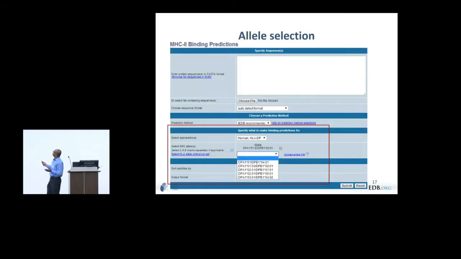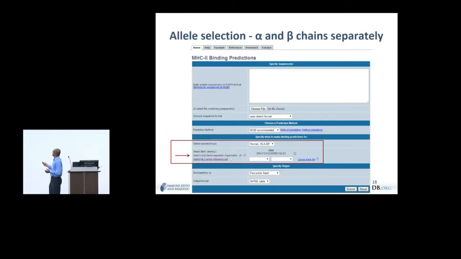So now you have your sequence and method. Next is the selection of alleles. First you choose the species and locus, and then you have several options for choosing the alleles. The first one is the most frequent alleles. By default, we provide in the drop-down menu the most frequent combinations, in case of DP and DQ, the most commonly occurring combinations of alpha and beta chains. You can just click on that, similar to class 1, and select the alleles.